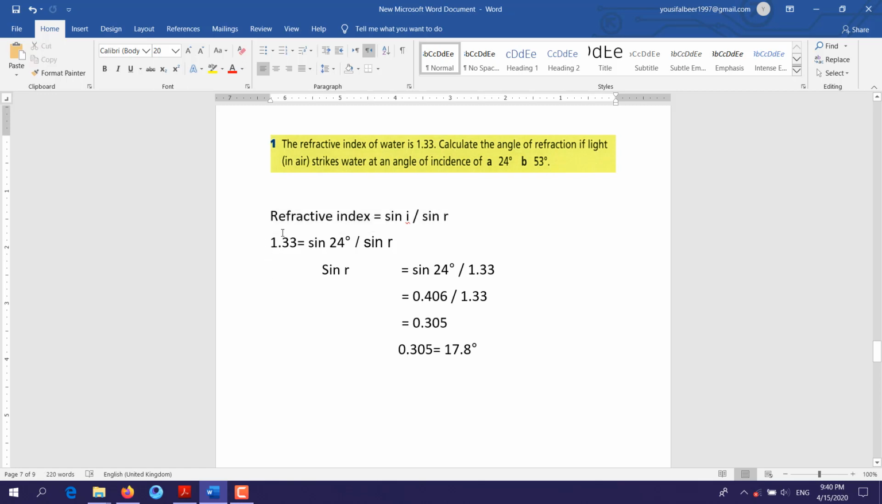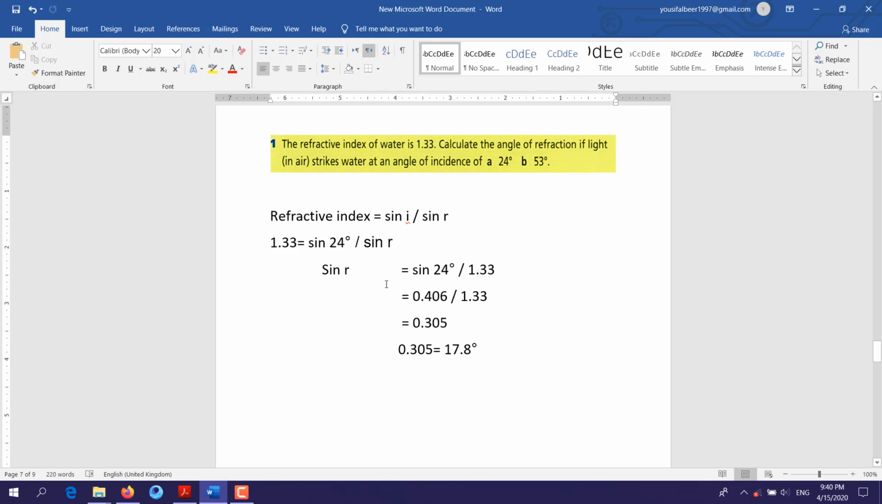Now, we will just replace the words with numbers. The refractive index is 1.33, as given in the question, which equals sine I, the sine of the incidence angle, here given as 24 degrees, over sine R, the angle that we want to find. By rearranging the formula, we get sine R equals sine 24 degrees over 1.33.